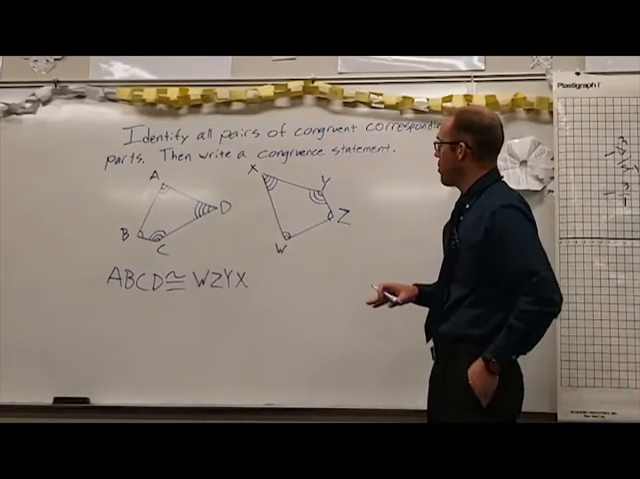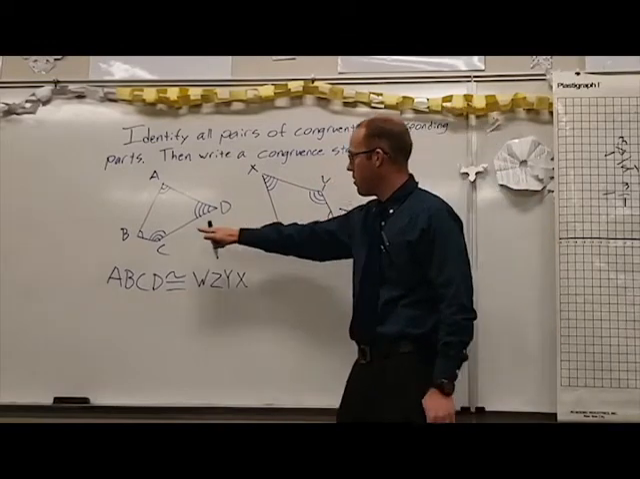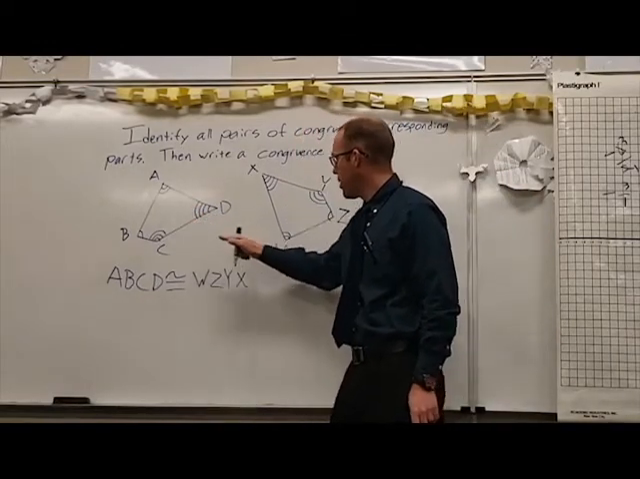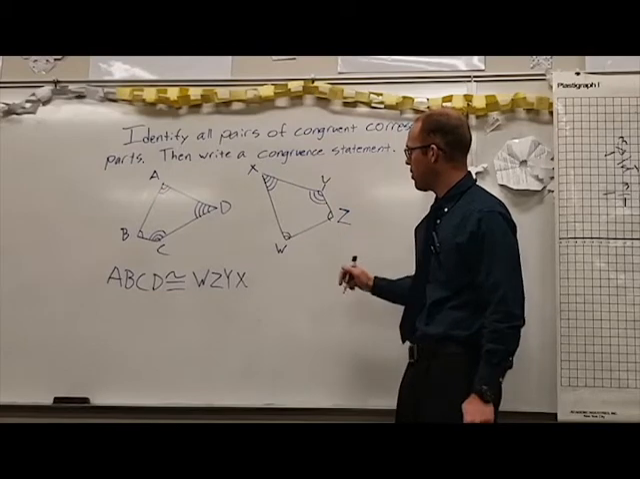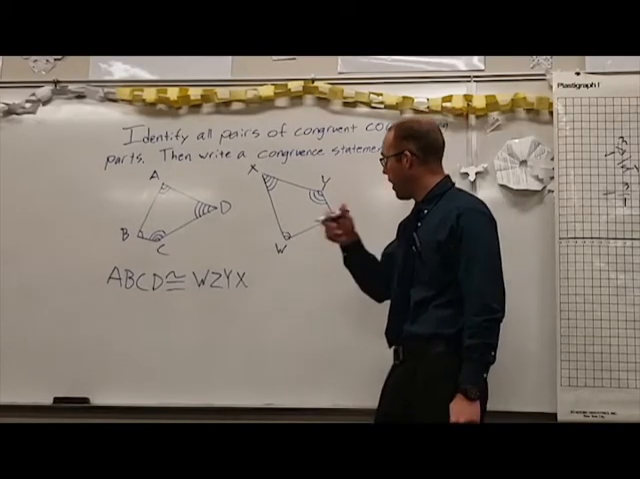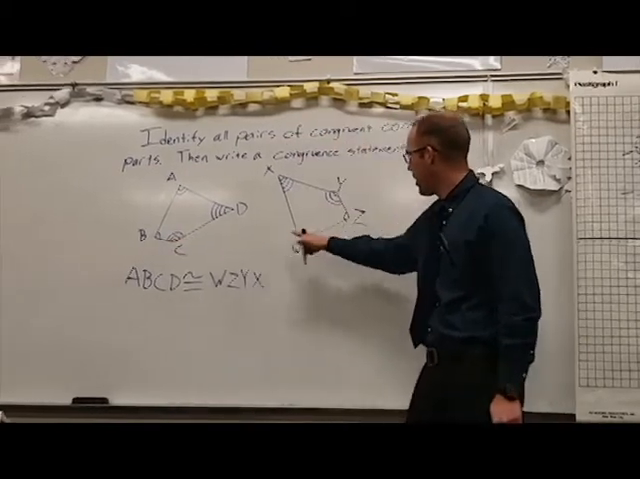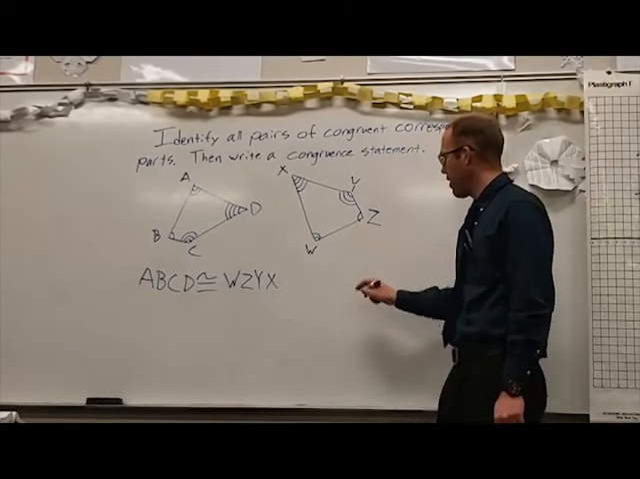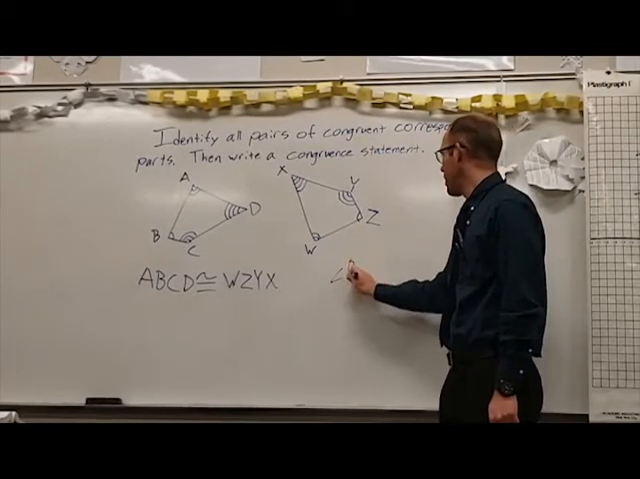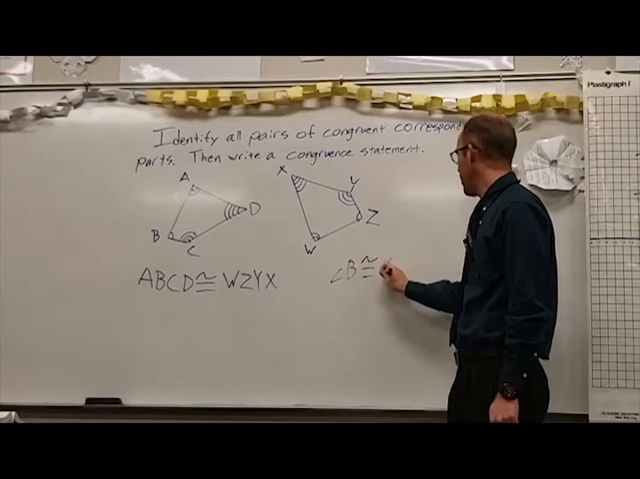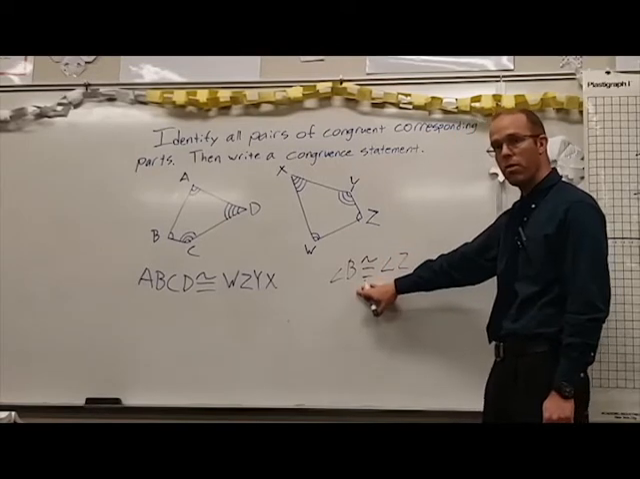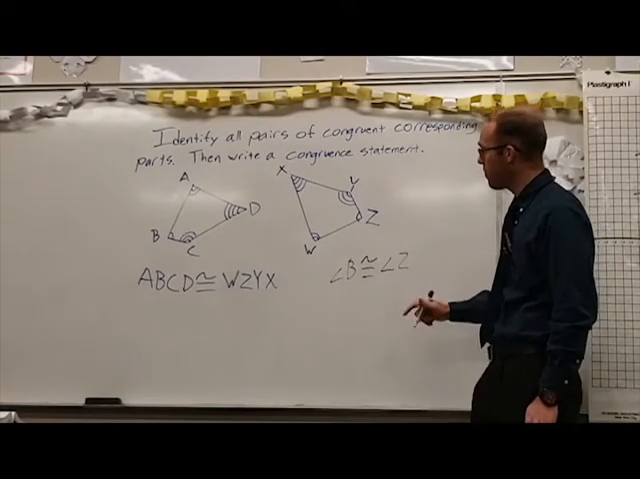All right. So we notice that there are some markings right here that indicate which angles are congruent to which angles over here. So we have angle B with one arc and angle Z with one arc over here. So we have angle B is congruent to angle Z. That is our first congruent statement. There's going to be a lot of these.